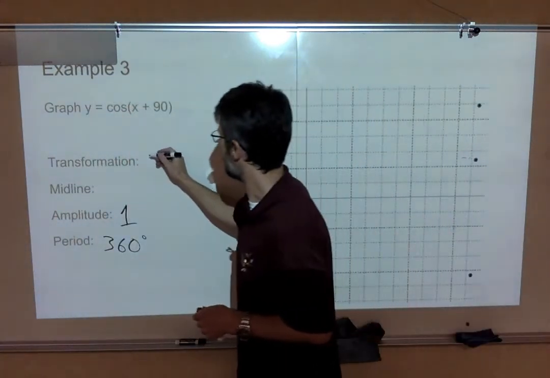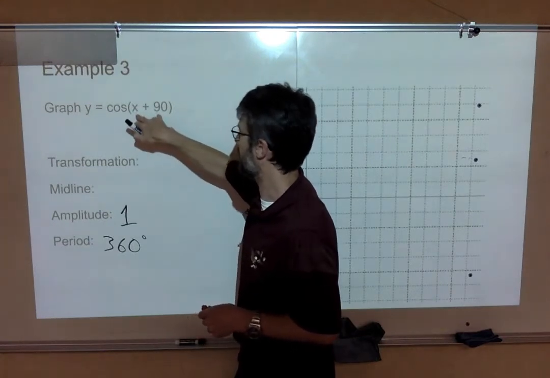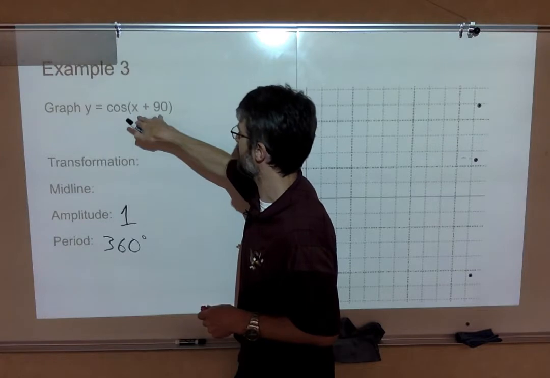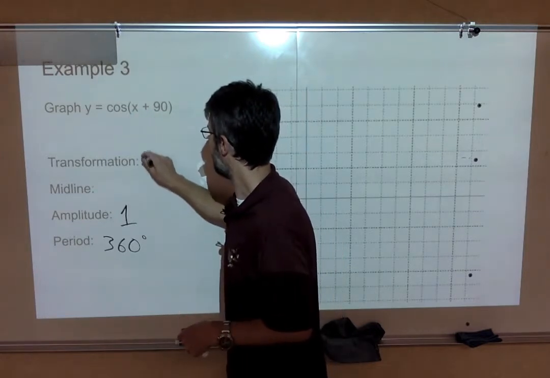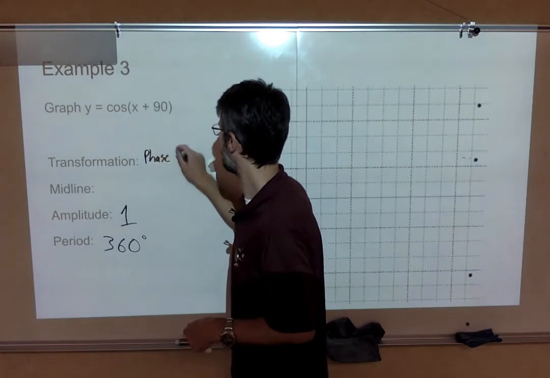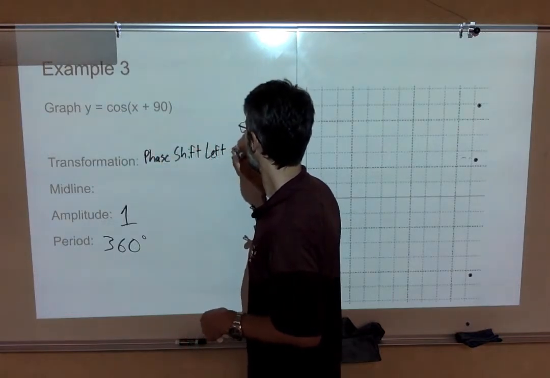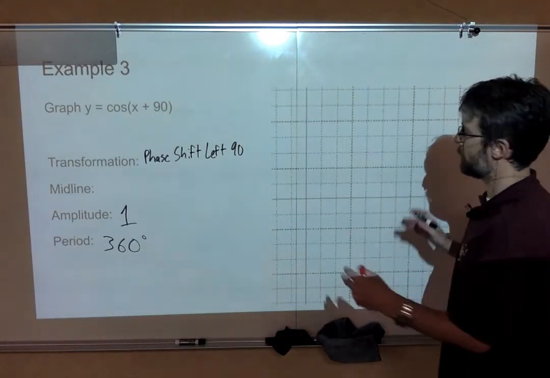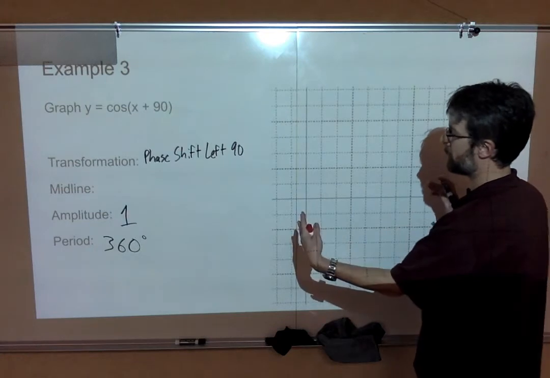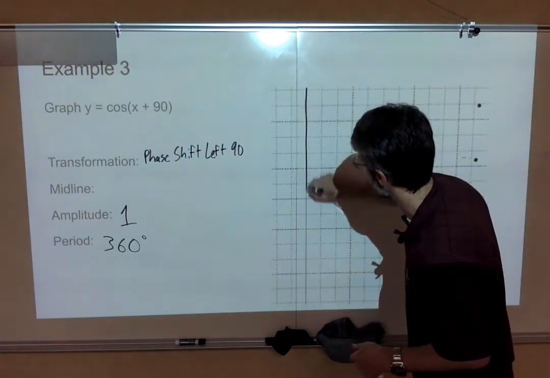Let's think about the transformation first before we set the scale. Let's visually, verbally, say what this is. Plus is to the left, so this is a phase shift. Left 90. All right, it's moving to the left 90. So I know it's going to start further to the left. I might want to move my vertical axis a little bit to the right.